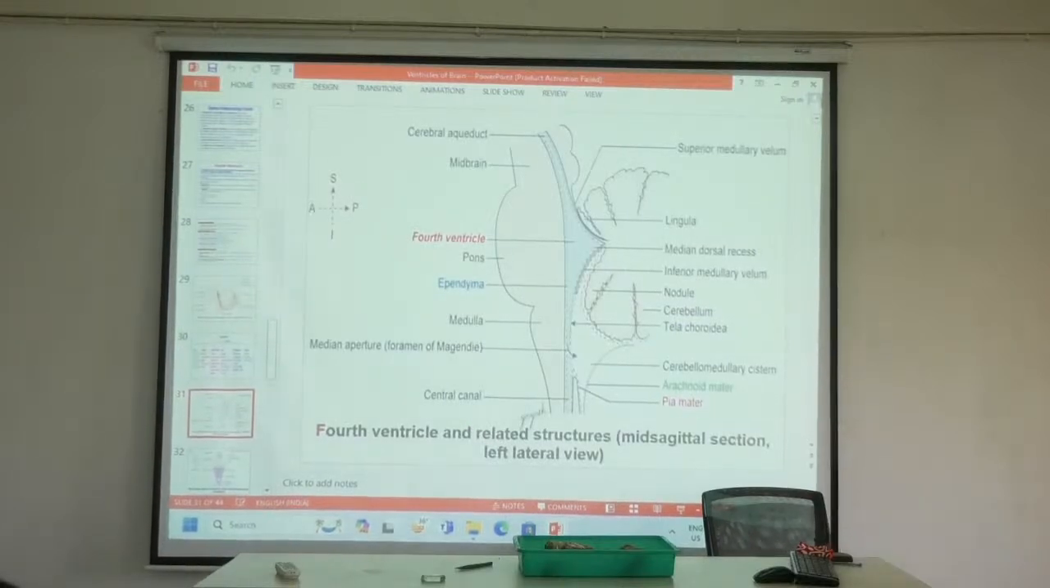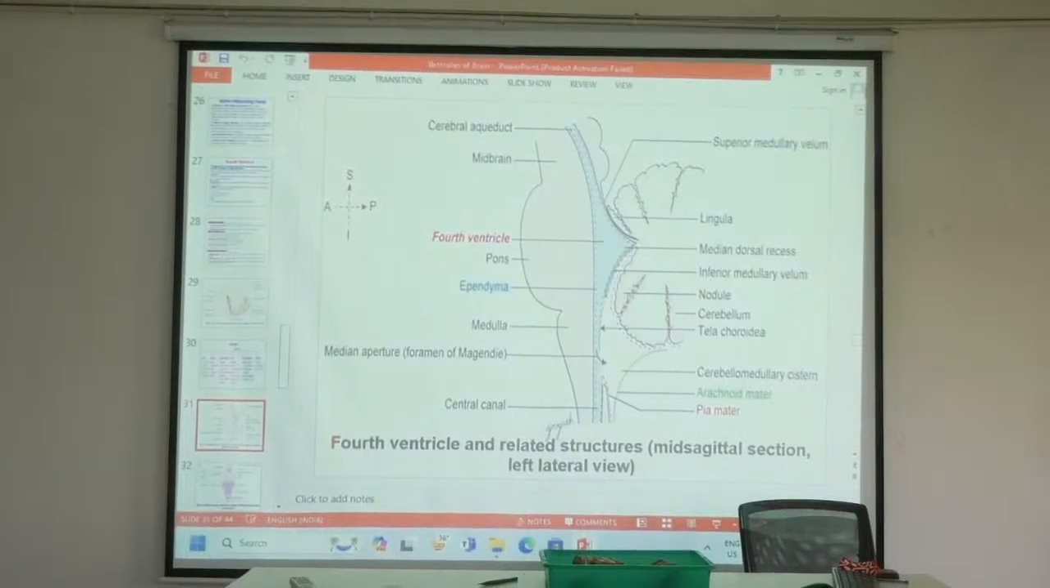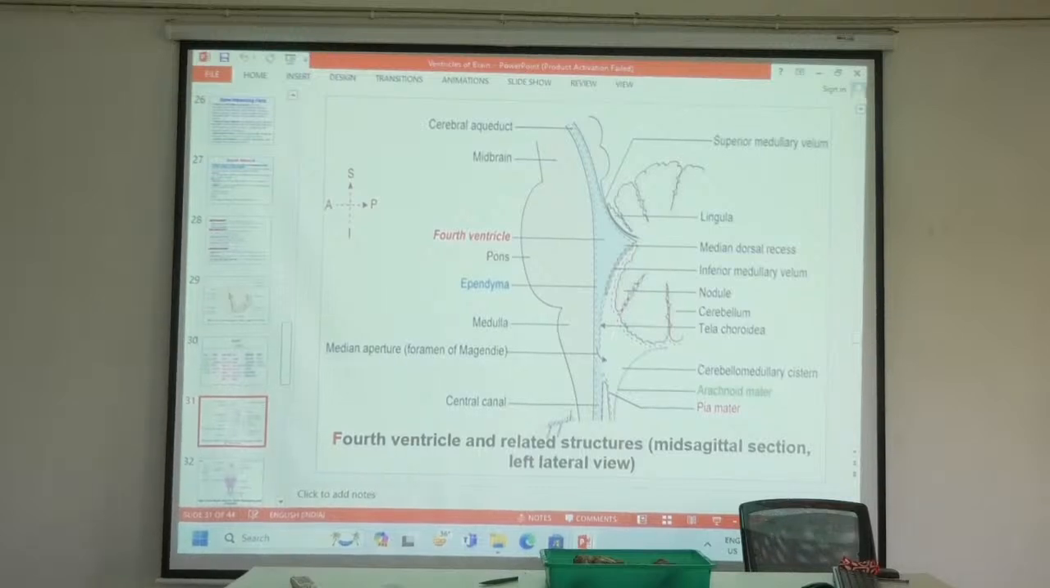See here, here is the median dorsal recess which is extending into the cerebellum. Okay, this is cerebellum. See the different parts of cerebellum lying in relation with fourth ventricle. Above there is lingula, okay, and below there is nodule.